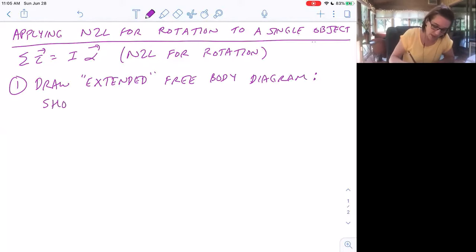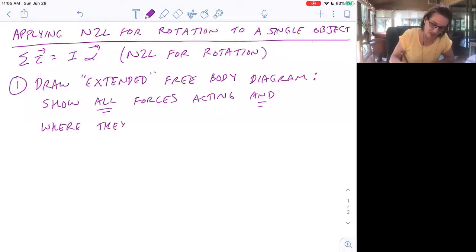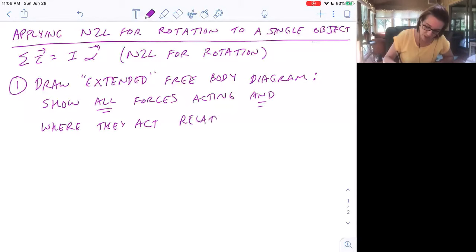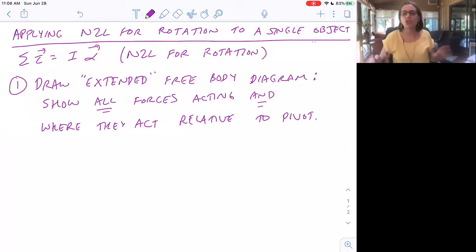And so in this case, you're going to show all the forces acting and where they act relative to some pivot, right? Because you're going to be rotating around it. So where they act relative to a pivot point. So we need the R and the F to find the torque, R cross F.